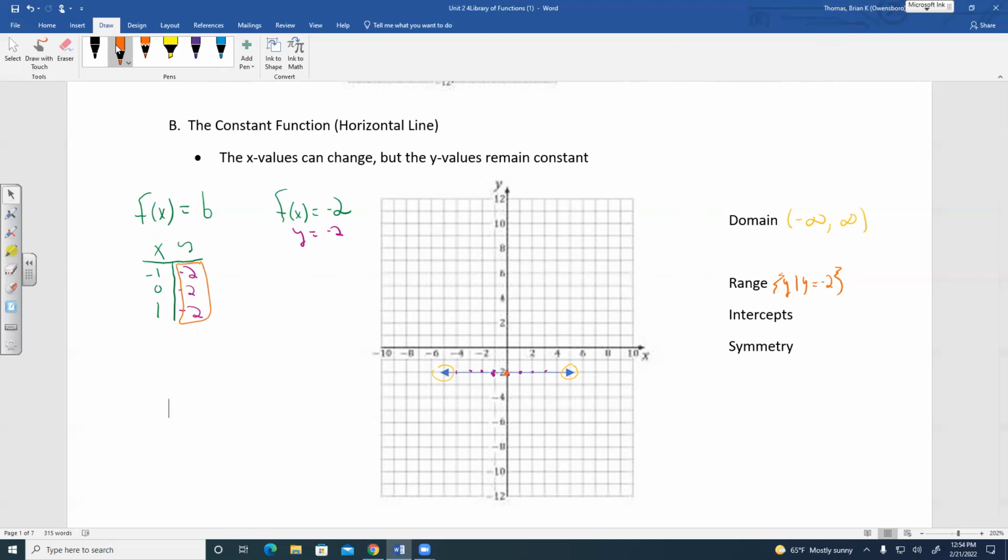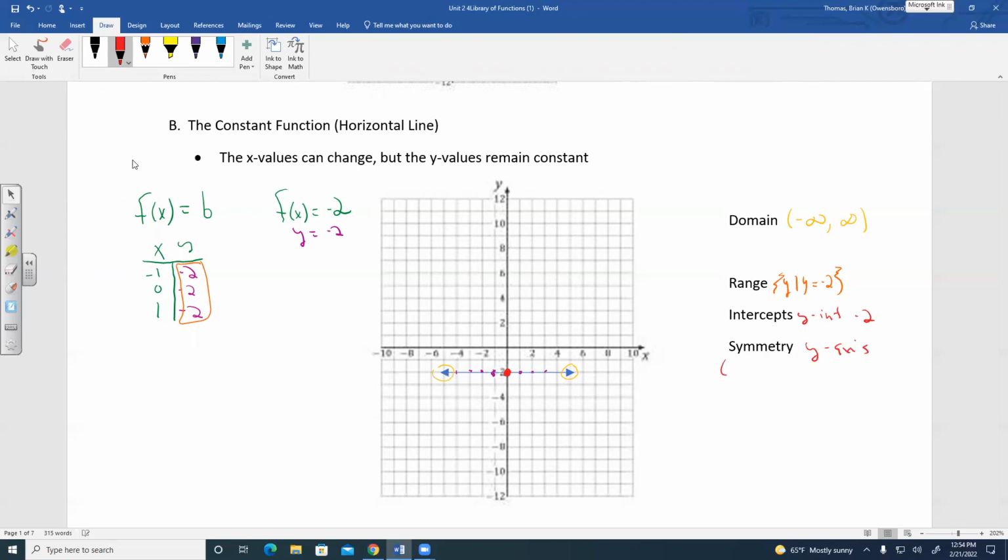As far as intercepts go, notice that it's parallel to the x-axis, so there aren't any x-intercepts, but there is a y-intercept at this spot right here. So the y-intercept is going to be -2. In symmetry, notice how it does get reflected over the y-axis. So we see that there is y-axis symmetry.